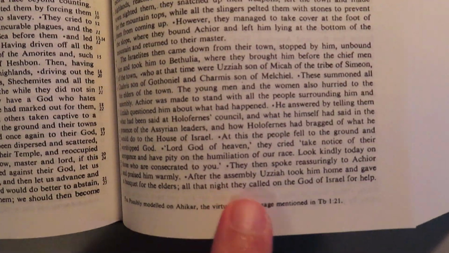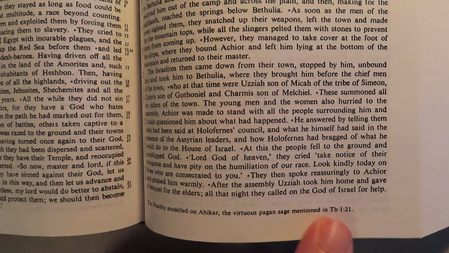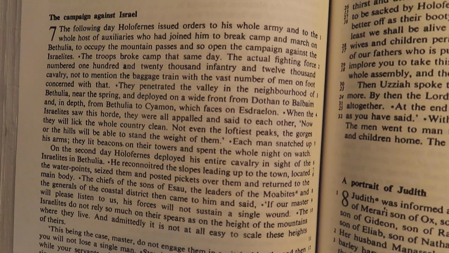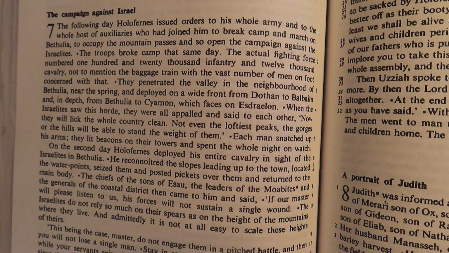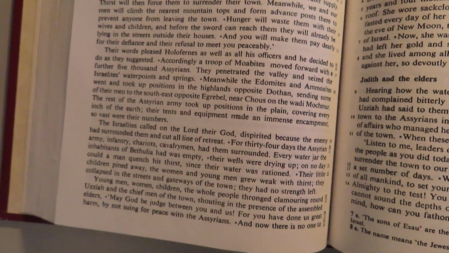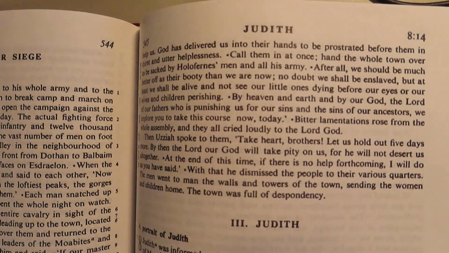The Israelites go down to figure out who this guy who's tied up is, who has been deposited tied up, and they learn his story and they take him into their town. Now, the town is besieged, and the Israelites within the town are getting desperate because they do not have any food or water.